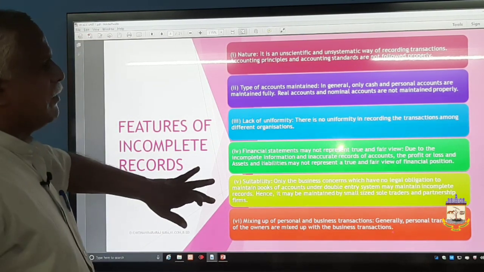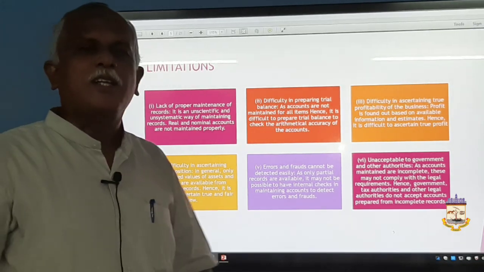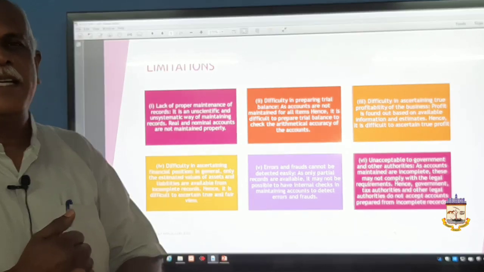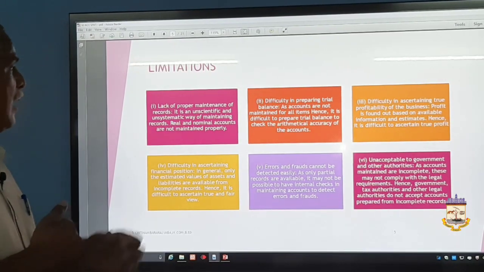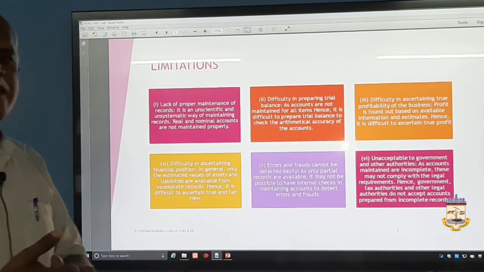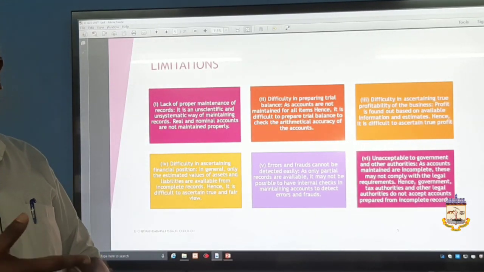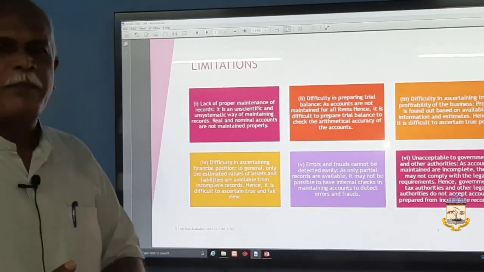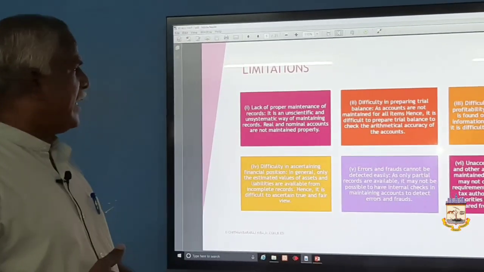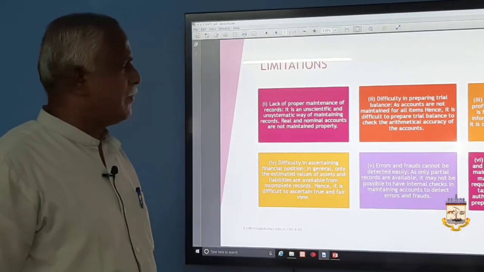Now next we'll go to the limitations. Limitation means shortcomings. Once you maintain under incomplete records, what are the limitations we face? Let us see. Lack of proper maintenance of records. Every business has to maintain the records and produce the financial statements from it. It is an unscientific and unsystematic way of maintaining records, since real and nominal accounts are not maintained.